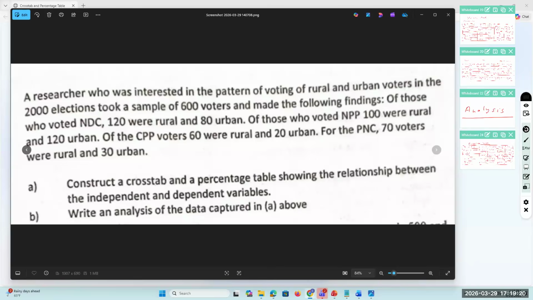A. Construct a crosstab and a percentage table showing the relationship between the independent and dependent variables. B. Write an analysis of the data captured in A above.